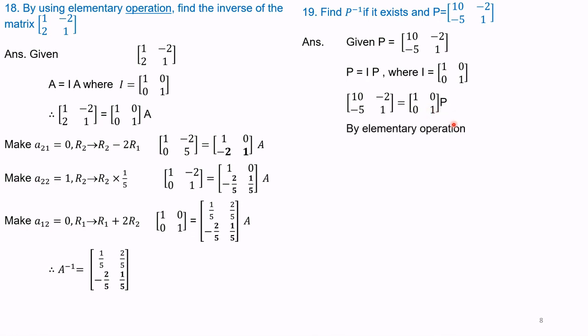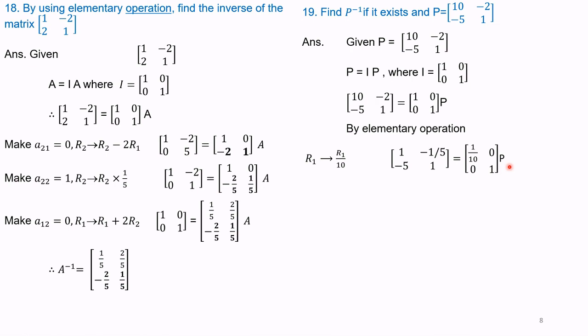Hence, we perform elementary operations to make these elements 0, starting on row 1. Therefore, row 1 we will divide by 10, that is R1 by 10. So 10 by 10 is 1, -2 by 10 is -1 by 5, and -5 and 1 as it is. On the right hand side, 1 by 10 and 0, as 0 into R1 by 10 is 0. And the second row R2 remains as it is, into P.